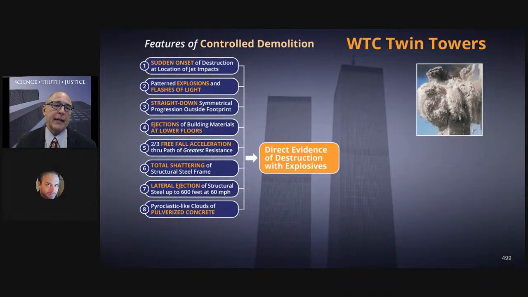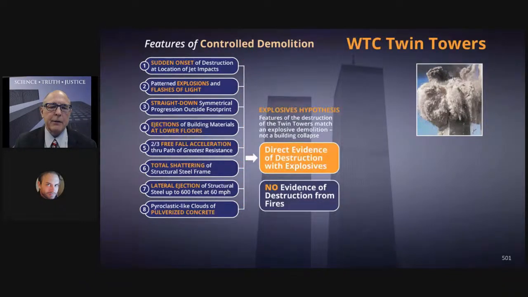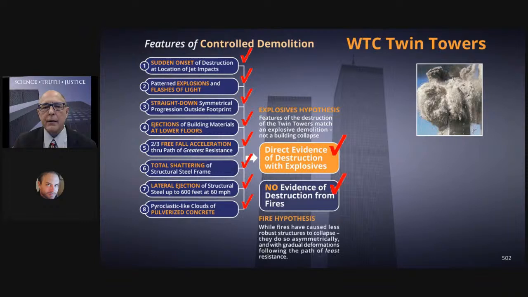We've looked at 8 key characteristics and some very, very uncharacteristic features of controlled demolition today, particularly the explosiveness of these events outside the footprint of the building. This is not evidence of destruction by fire. Fire doesn't create these features, any of them, let alone all of them.